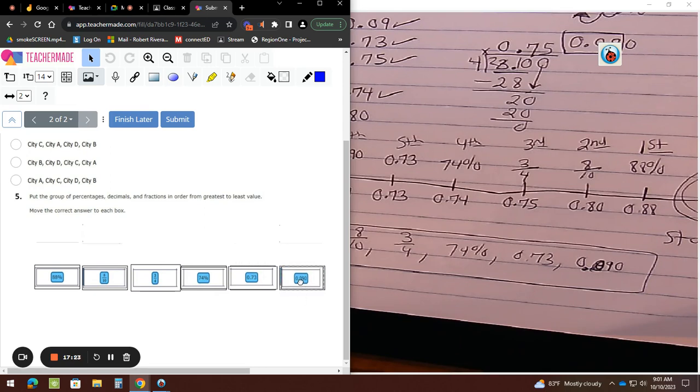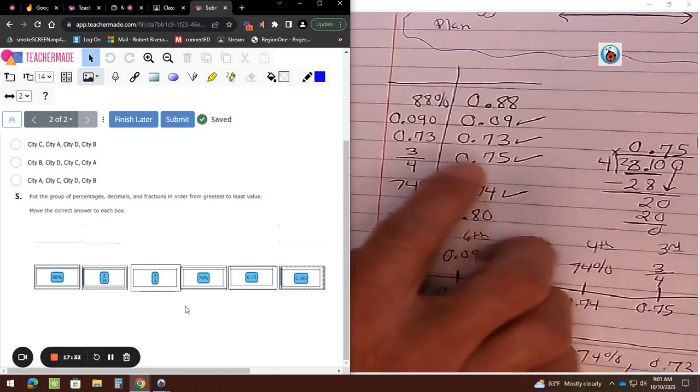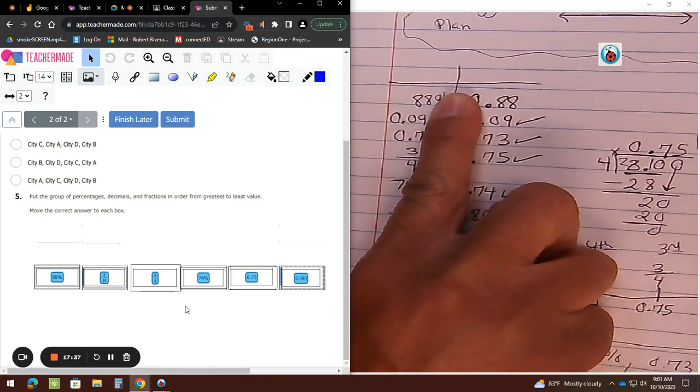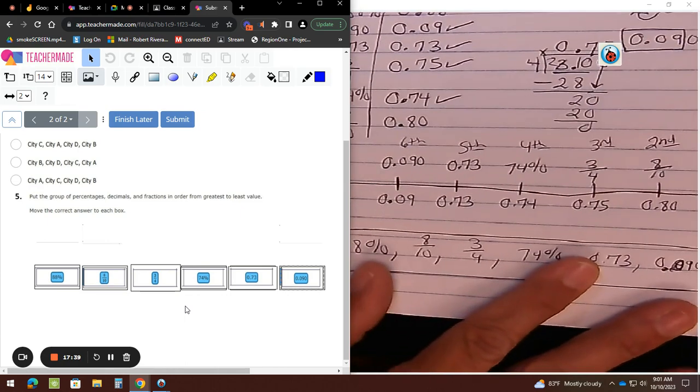Now some of you wanted to put him over here because you thought that was 90 cents. That's not 90 cents, that's 9 cents. That's why it's important to understand that money stops in the hundredths because you need 100 pennies to make a dollar. Questions?